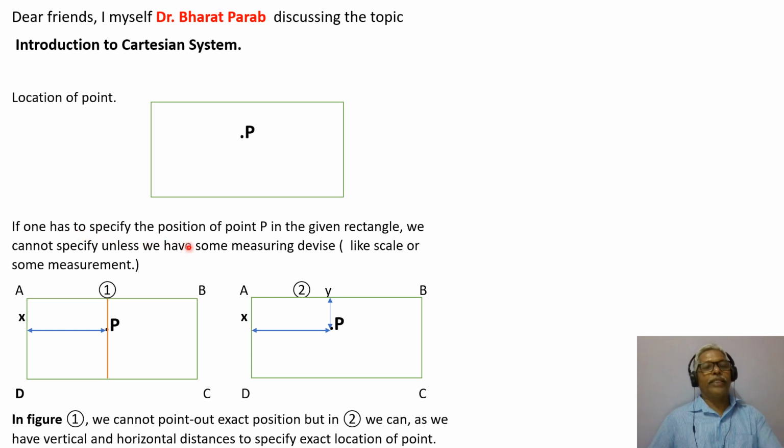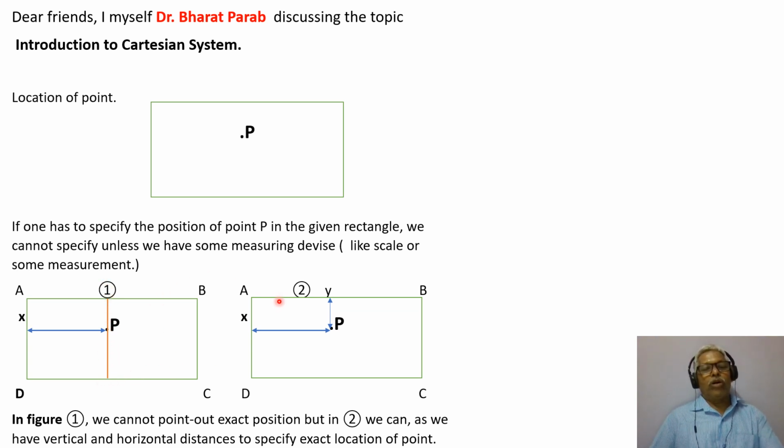If one has to specify the position of this point P in the given rectangle, we cannot specify unless we have some measuring device. You know the distance of P from this line or this line, like scale or some measurements. Okay, so we have tried something in the next figures. We go through this A, B, C, D, and this is figure 1. Now it says point P lies at a distance of x units from AD. So it may lie anywhere on this line. But still the exact position of P cannot be given.